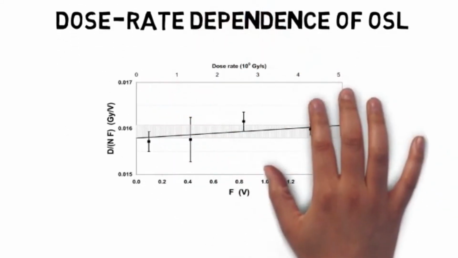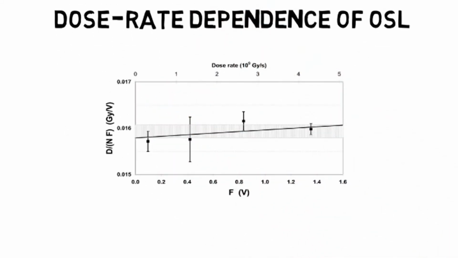This figure shows dose rate dependence of OSL. The linear fit, which is the solid line, results in reduced chi squared equals 0.63 and A equals 17 plus or minus 18 times 10 to the power of negative 5 gray per volt squared. In conclusion, there is no dose rate dependence for both OSL and TLD.